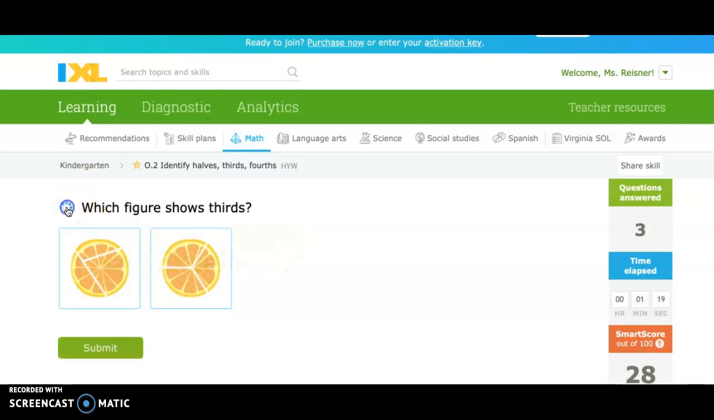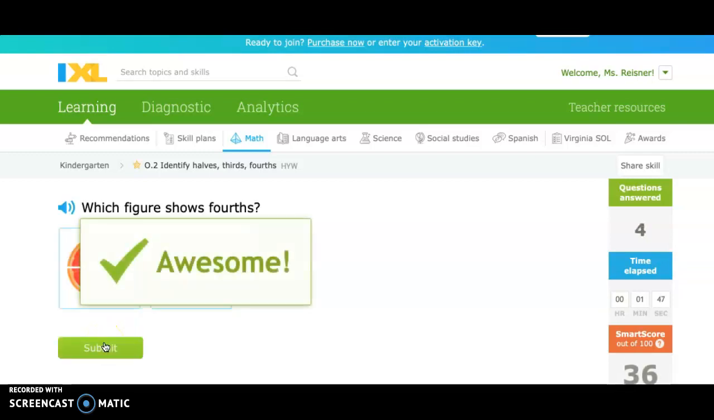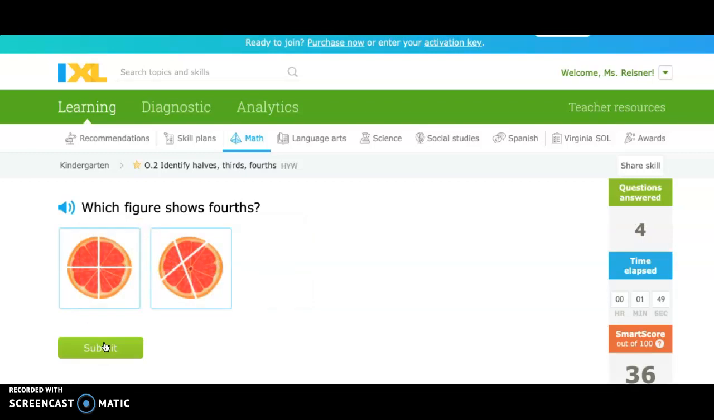Okay, so listen to this one. Which figure shows thirds? Thirds. How many parts are in a third? Yeah, 3. All right, let's look. This has 1 part, 2 parts, 3 parts. Are they equal though? Nope. But this one, 1, 2, 3 parts, and they all look about the same, right? This is a part, this is a part, and this is a part. Let's click on that and see if we were right. We got it! Woohoo! We're so smart.